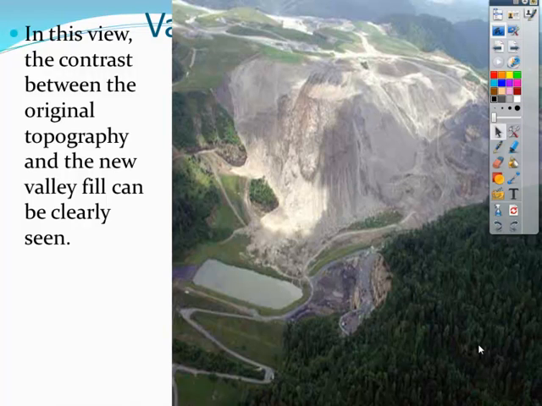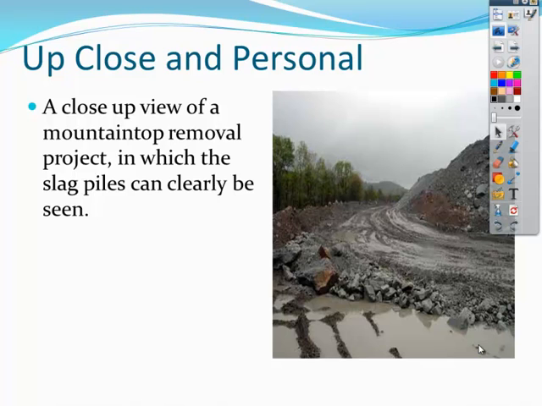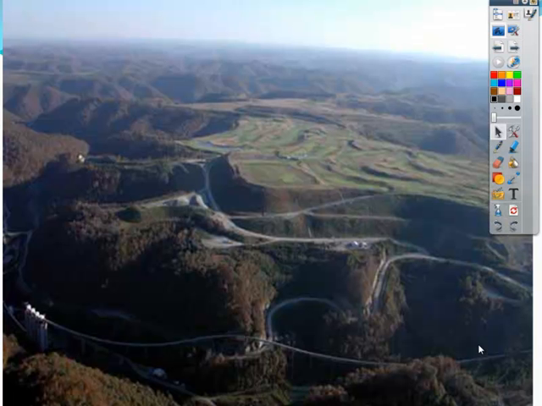All right, and here you can see a view of the valley and how they filled it in. You have the pond at the bottom, which is capturing all of the leftover coal that wasn't taken away. And another quick reclamation explanation: mining companies are required to restore the area around the mine and the surrounding environment to their pre-mine conditions, or at least a stable condition, when they shut down the mine. That's what reclamation is supposed to be. Unfortunately, when you look at reclaimed land, it's not quite that way. That's an oversight of our regulations and our ability to control this process.